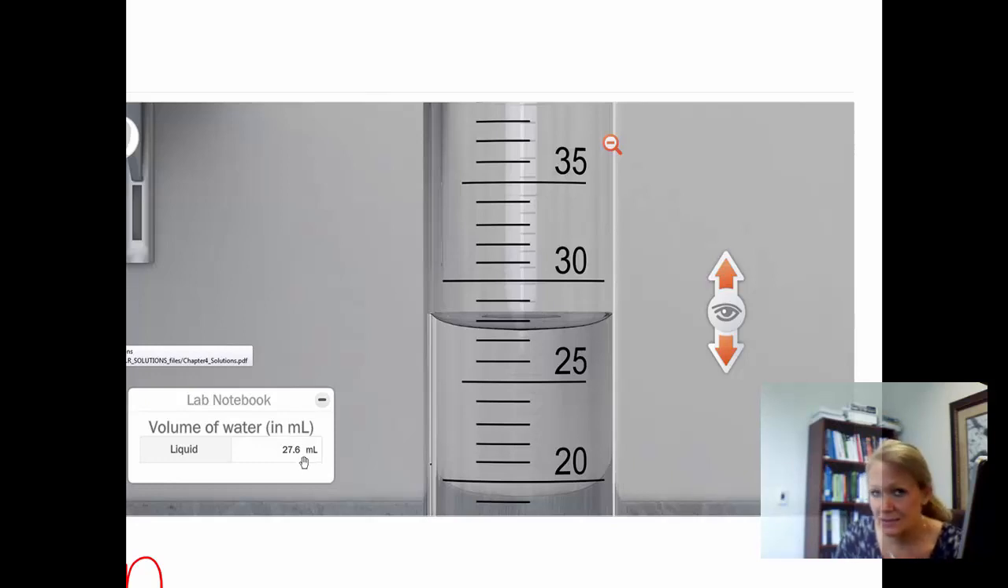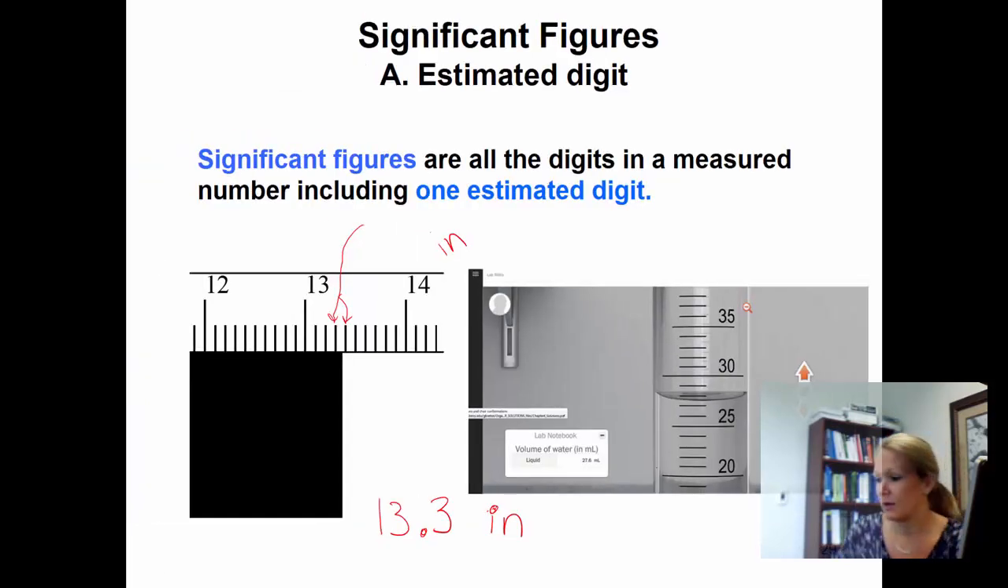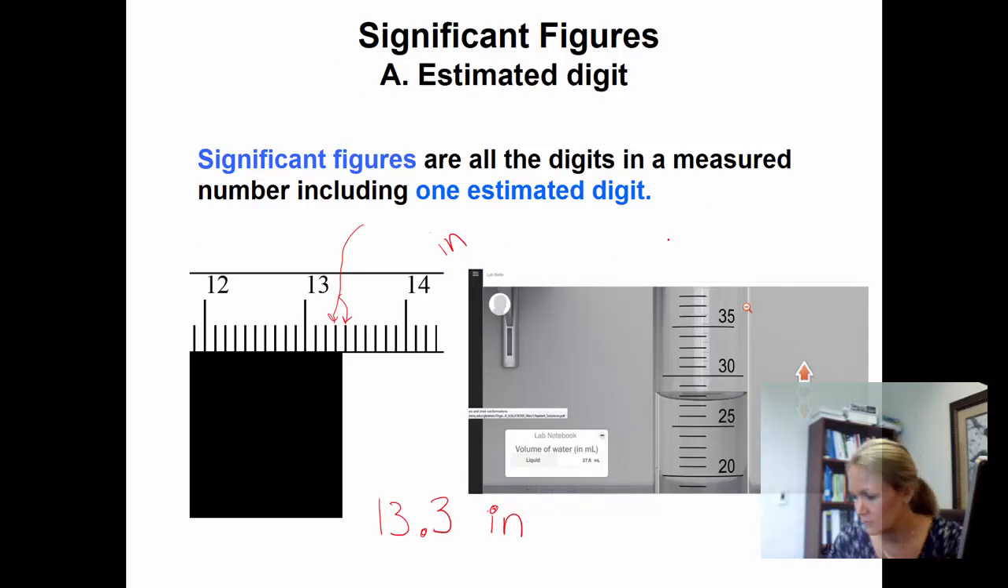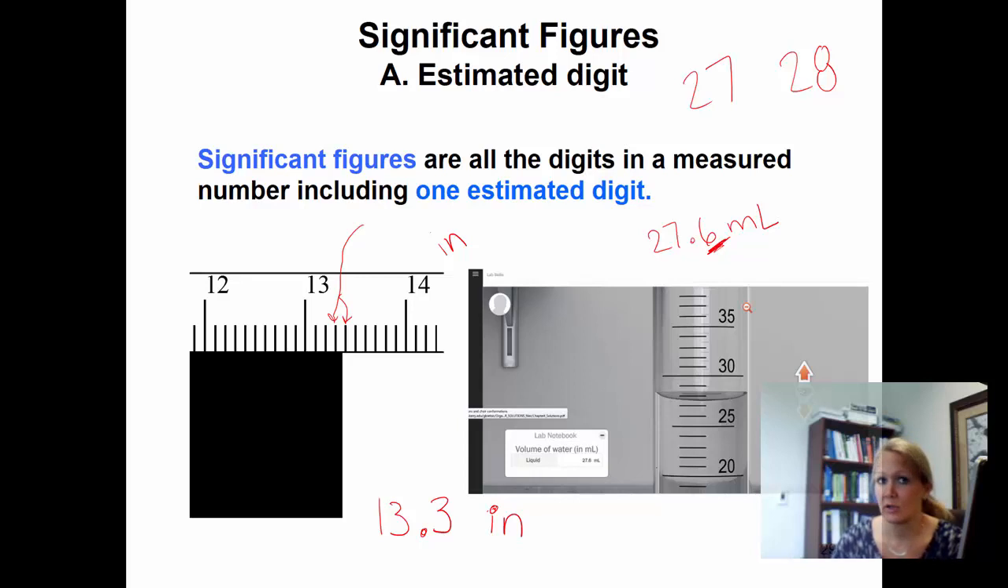This last number, I put 27.6 milliliters. This is the estimated digit. This is where some students get confused. If you were to read this graduated cylinder and just write 27, that's wrong. If you just wrote 28, that's definitely wrong. You have to estimate a digit whenever you are recording measurements.